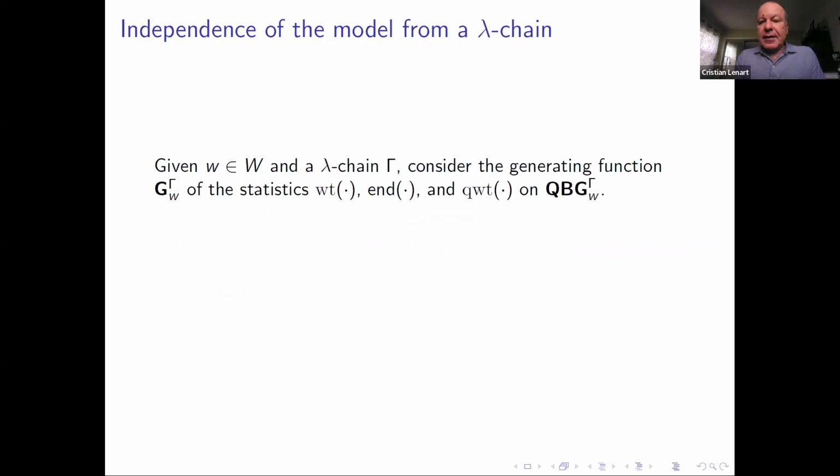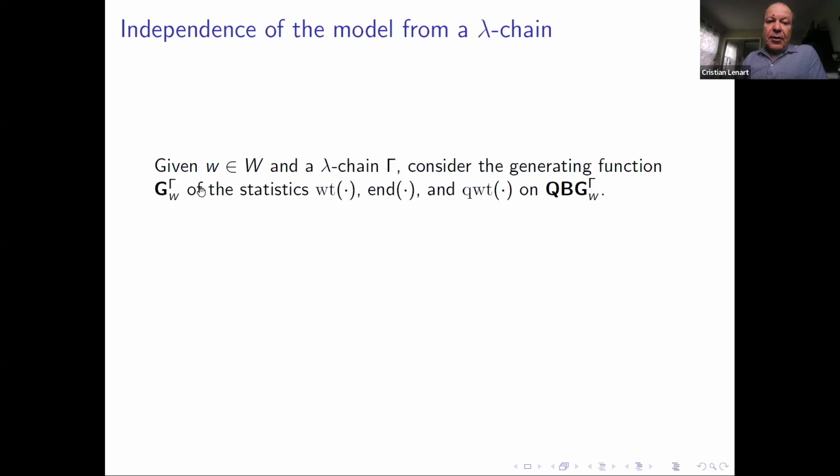So for the combinatorics of the quantum alcove model, the basic thing is to show the independence of the model from the choice of a lambda chain that I mentioned at the beginning. So remember, the model depends on some chain of roots for the weight lambda, on some Weyl group element W, which gives you the starts of all these paths in the quantum graph. And then we have these statistics for paths: the weight, the end of the path, and the quantum weight. And we look at the set of W-admissible paths starting at W based on gamma.